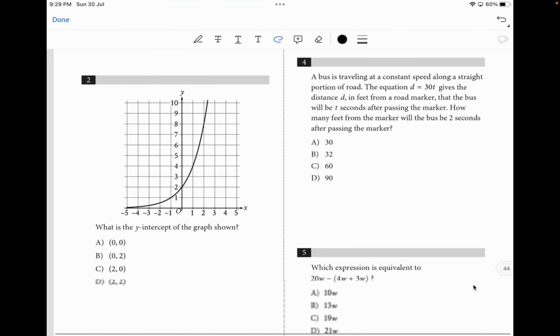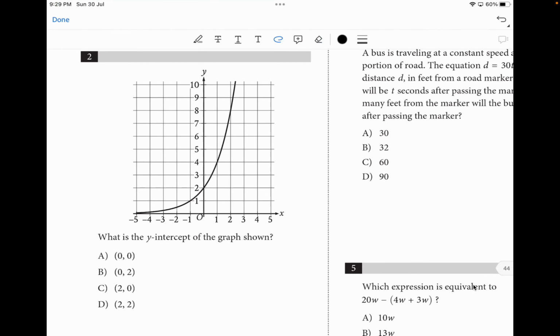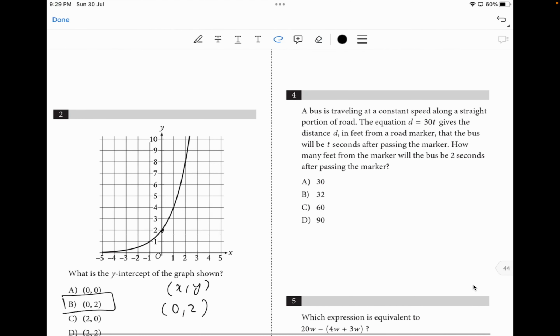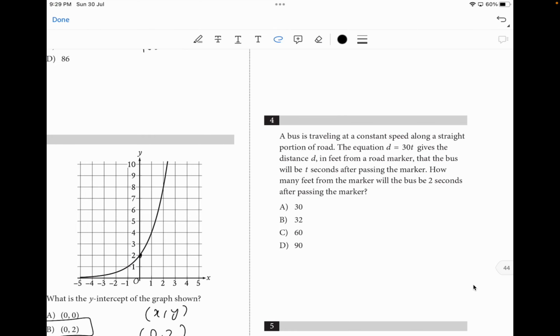Question number 2, you can see a graph again. What is the y-intercept of the graph shown? So this is an analysis question again. Since we know it's x comma y, wherever it crosses the y-axis becomes your y-intercept for the graph. So it's going to be 0 comma 2. So your answer again is going to be choice B. It's the answer for question number 2. So it's going to be 0 comma 2. It's just interpretation and reading from the graph.